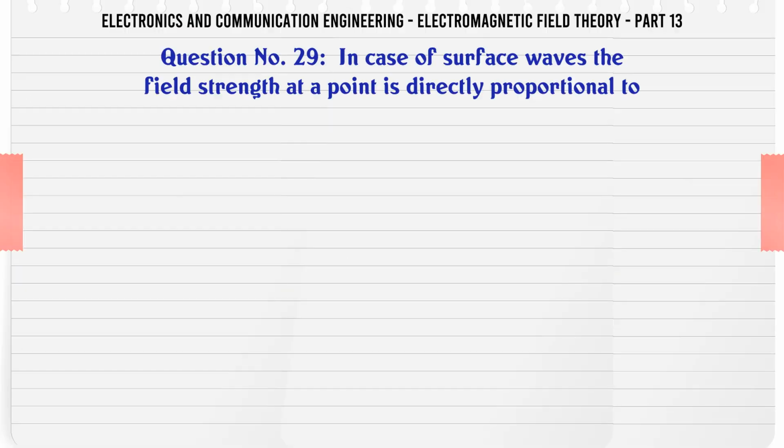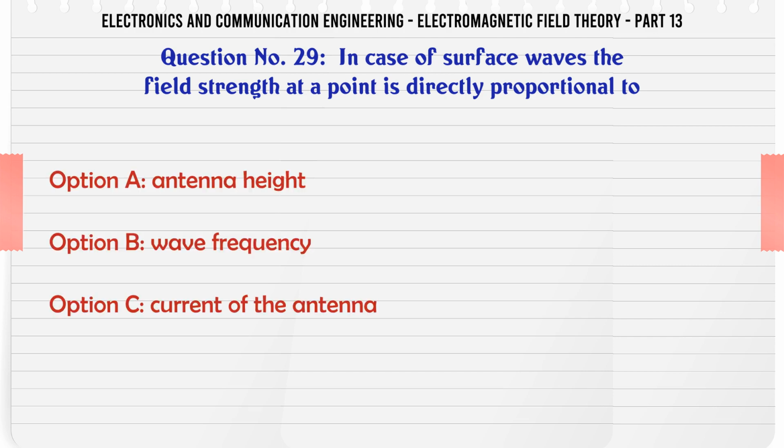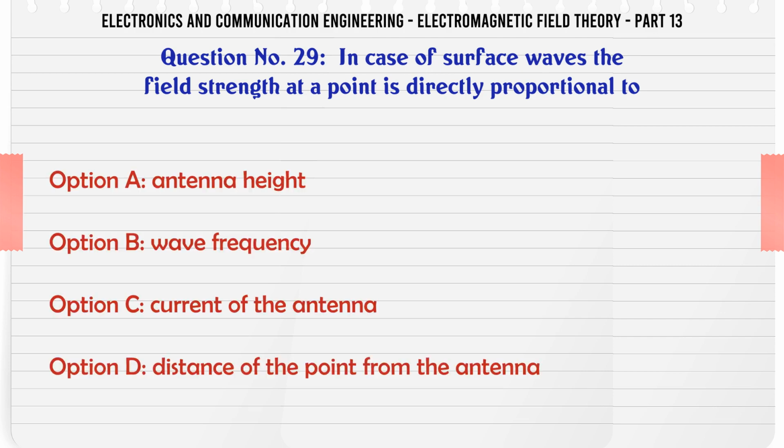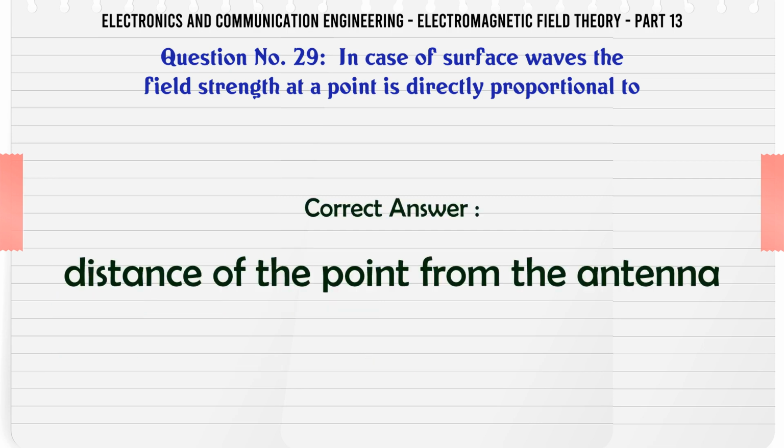In case of surface waves, the field strength at a point is directly proportional to A. Antenna height. B. Wave frequency. C. Current of the antenna. D. Distance of the point from the antenna. The correct answer is distance of the point from the antenna.